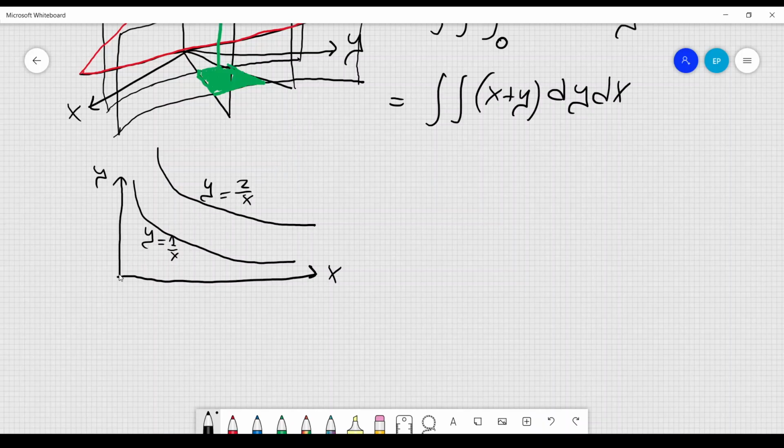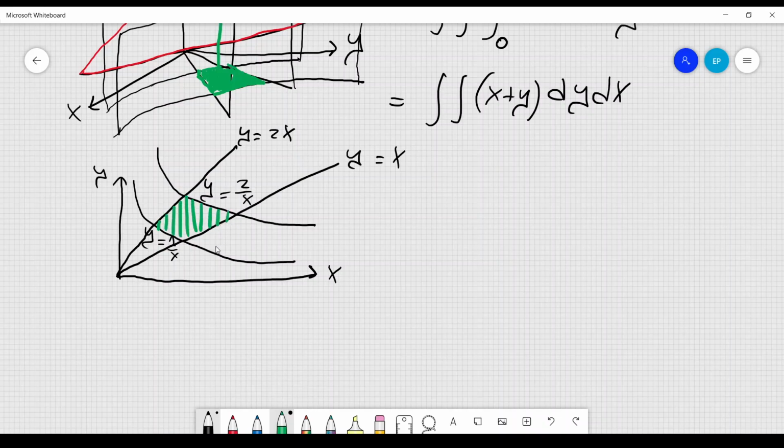Then I also have two lines. I have the line y equal to x here, and then I also have the line y equal to 2x here. And now I have to integrate over this area here. In order to do that, I need to find the coordinates of these points. This point here, this point here, this point here, this point here. This is a simple task because, for example, let's call this point A, let's call this point B, let's call this point C, let's call this point D.